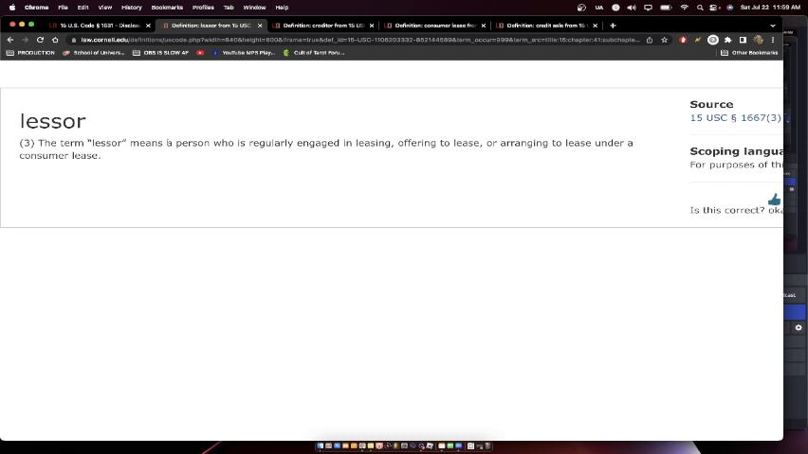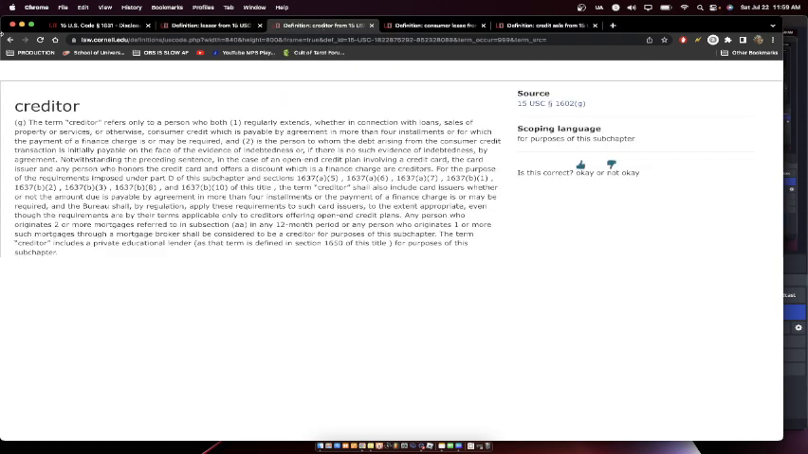The term lessor means, or lessor, I think I've been saying lessor this whole time. I think it's leaser. Okay. The term leasor means a person who is regularly engaged in leasing, offering to lease, or arranging to lease.